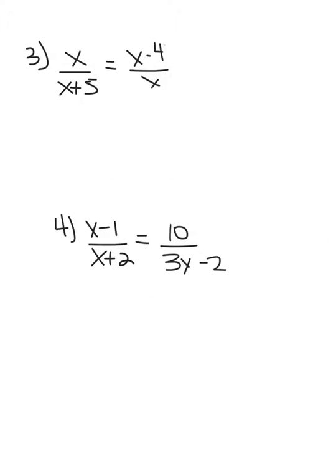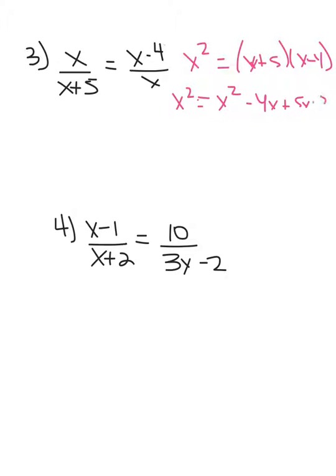In number 3, I'm going to take x times x, which is x squared, is equal to the quantity of x plus 5 times the quantity of x minus 4. Now I know on the right-hand side I have two binomials, so I'm going to have to use FOIL. So I'm going to rewrite: I have x squared is equal to, and I get x squared, my outside is negative 4x, my inside is positive 5x, and my last is negative 20.